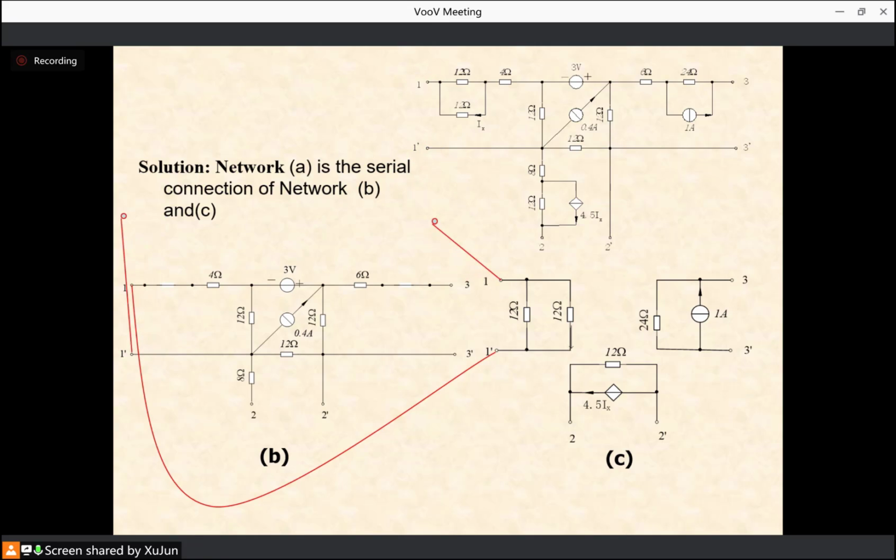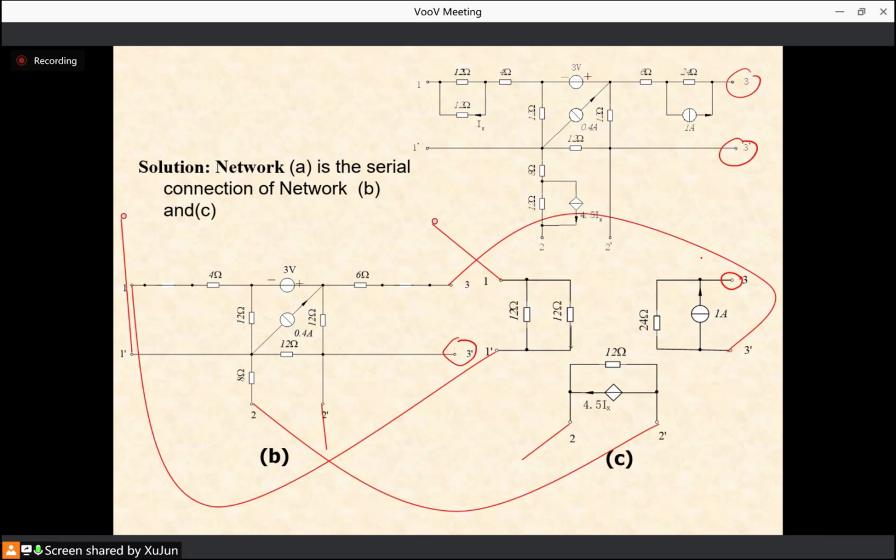This port 1 is 1 sharp, and 2 sharp. This point is 2, this point is 2 sharp. This point is 3, and this is 3 sharp. So we treat this figure, this 3-port network, as the serial connection of these two networks.